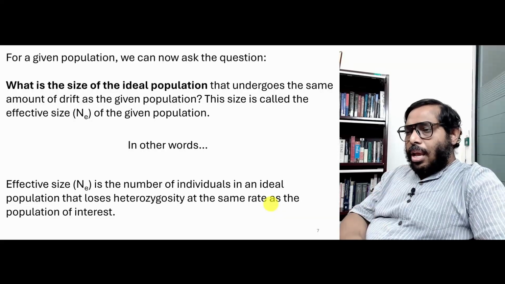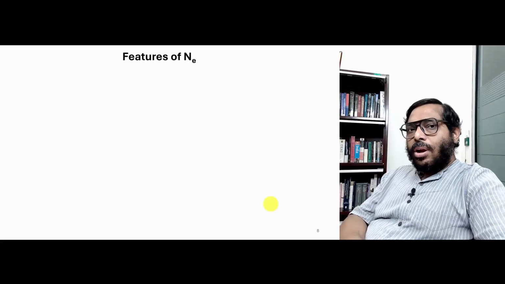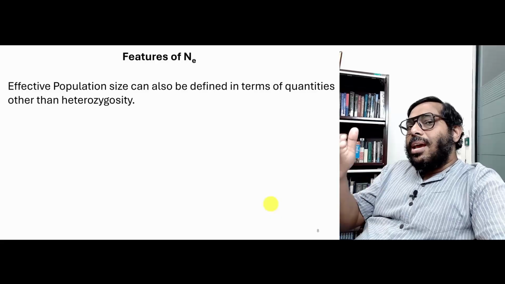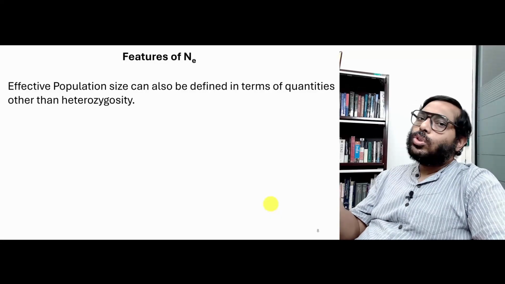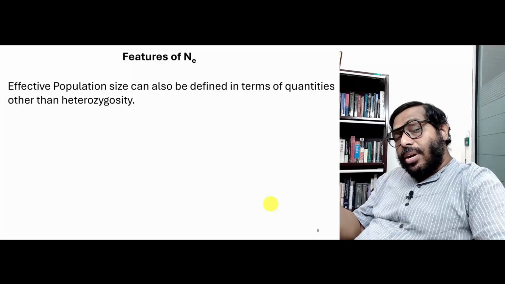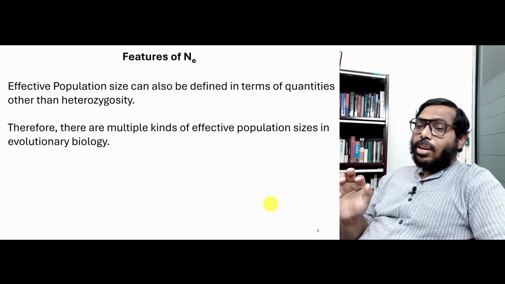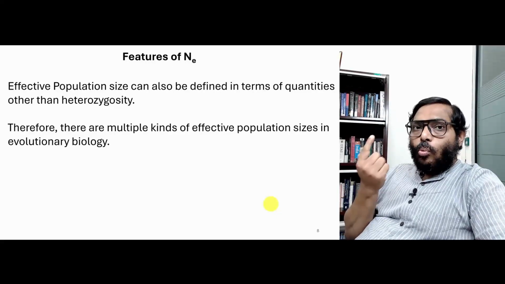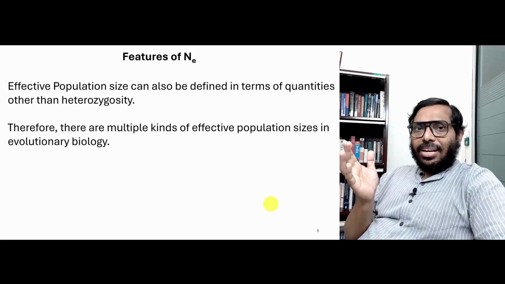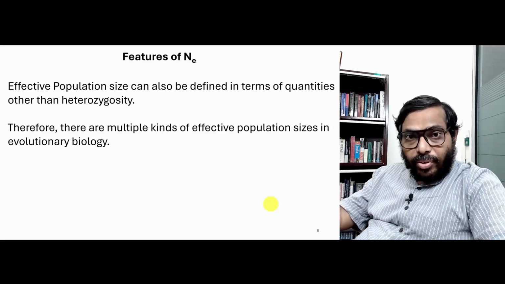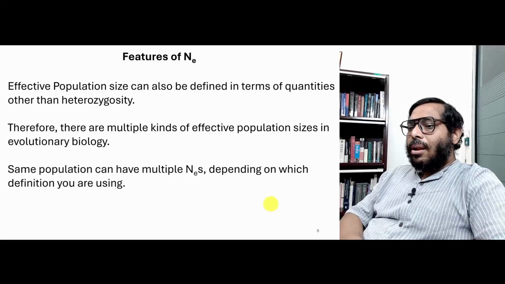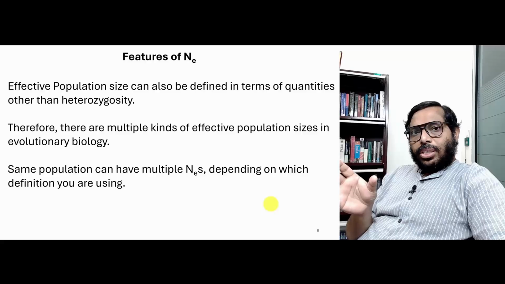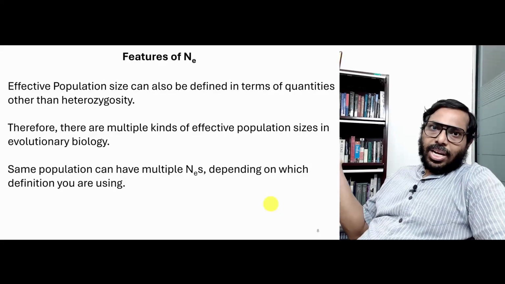Now, please appreciate that when it comes to understanding drift, you can think in terms of heterozygosity, but there are many other quantities in terms of which drift can also be defined. And since you can define drift in terms of other quantities, you can also define your effective population sizes in terms of those quantities. So, there is no one effective population size in the literature. There are multiple kinds of effective population sizes in the literature, and depending on which definition you are looking at, for the given population you can have multiple effective sizes.